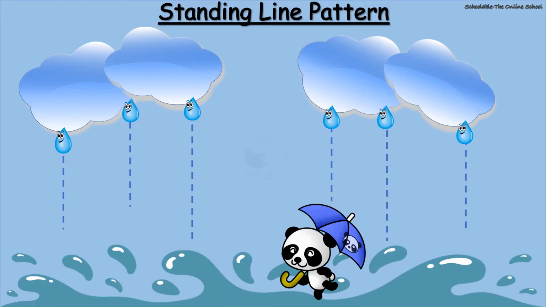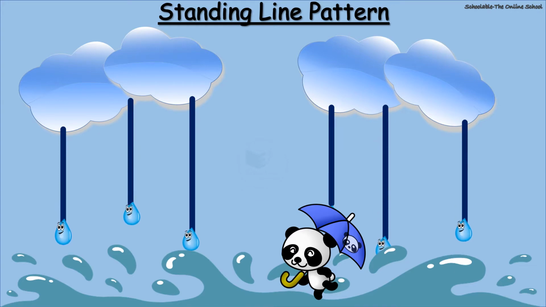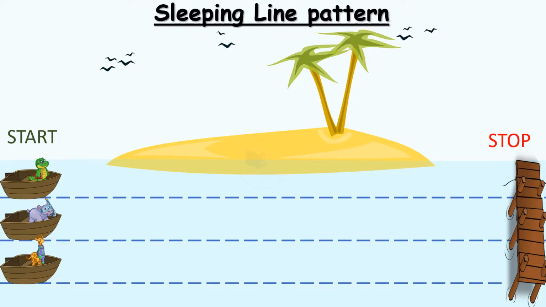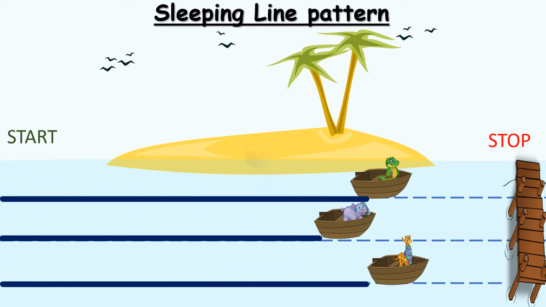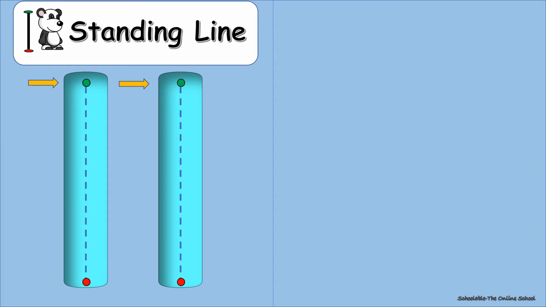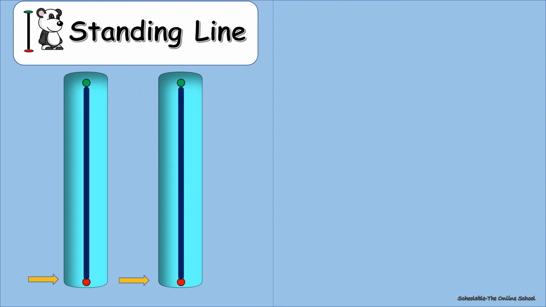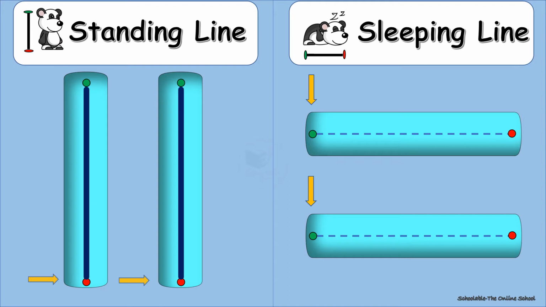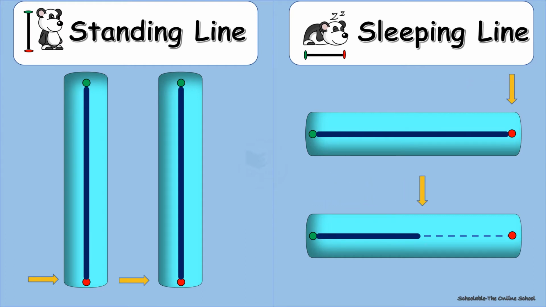To form the standing line, follow the raindrops. Now, to form a sleeping line, follow the boats. Now let's practice to draw the standing lines. Start from the top green dot and stretch it down to the bottom red dot. Again, top to bottom. Next is sleeping line patterns. Start from the green dot and draw a line across to the red dot. Again, green to red.